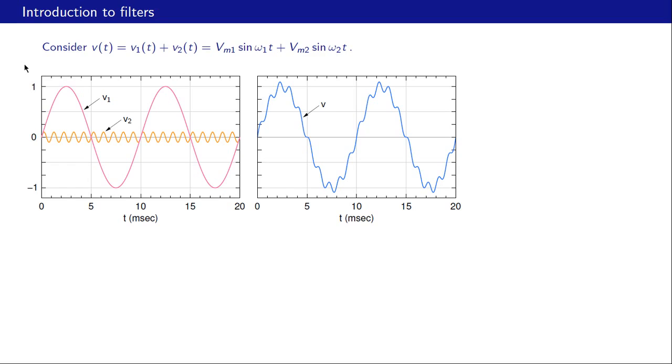Alright, so let's take this simple example where we have V of t as a sum of two components, V1 and V2. Each of them is a sinusoid. V1 is Vm1 sine omega 1t. V2 is Vm2 sine omega 2t. This is our V1. It has a lower frequency. And this is our V2. So V of t, which is the sum of these two waveforms, looks like this. And now what we want to do is to pass this resulting waveform through a filter and see what we get at the output of the filter.